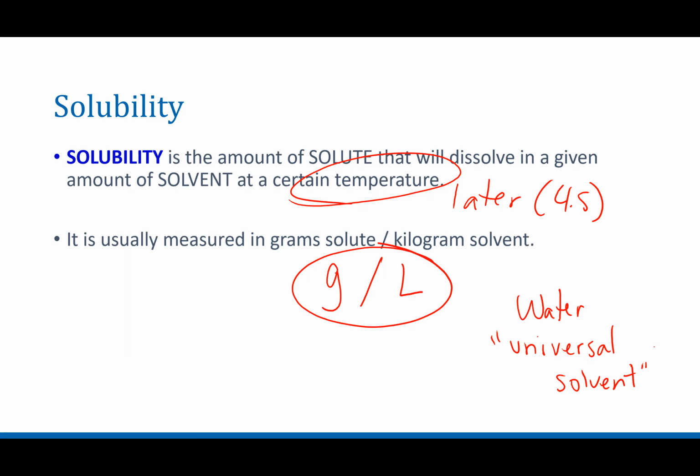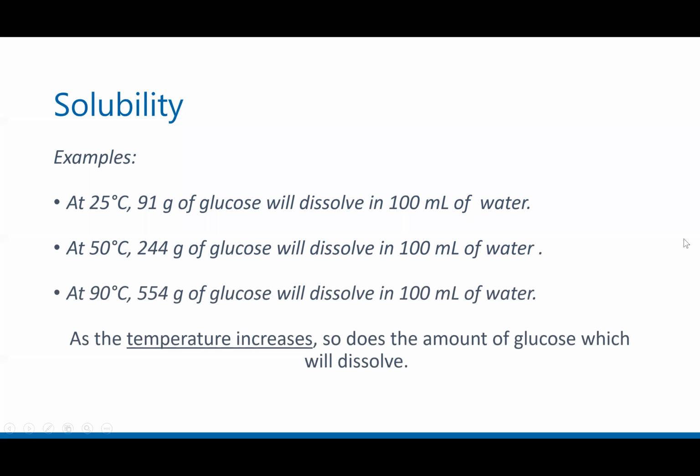So it's really important. All right, so let's look at an example of this. How do we classify solubility? And I'm almost done, guys, don't worry. I'll get back to that question in a second about the acid. So, at room temperature, which this is a little bit warm, but roughly room temperature, 91 grams of sugar will dissolve in 100 milliliters of water. When you see glucose, just think of the word sugar. At 50 degrees Celsius, 244 grams of glucose will dissolve in 100 milliliters of water.